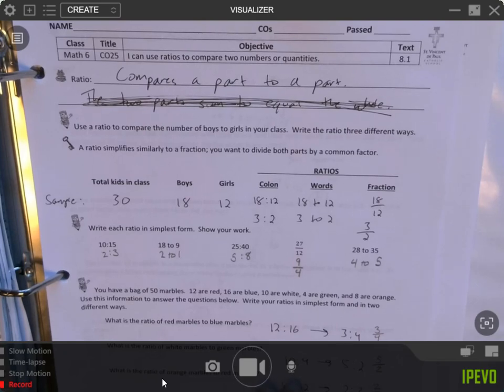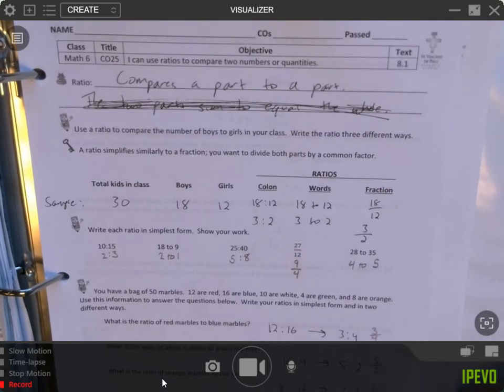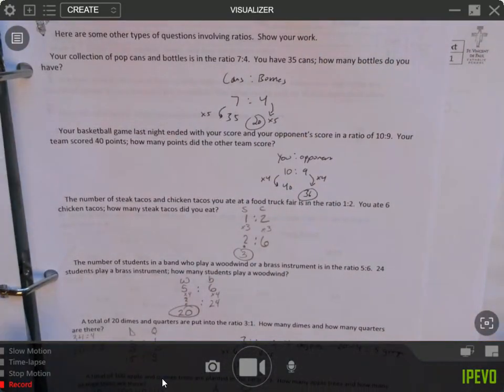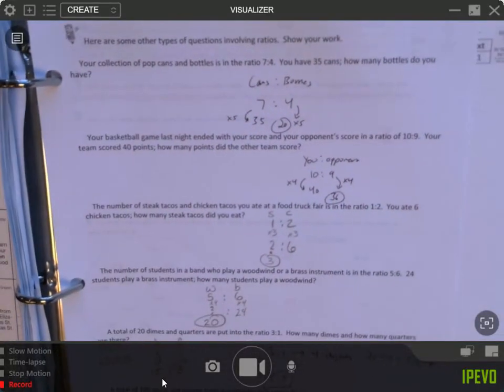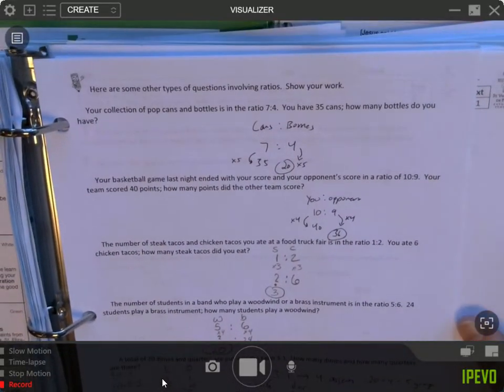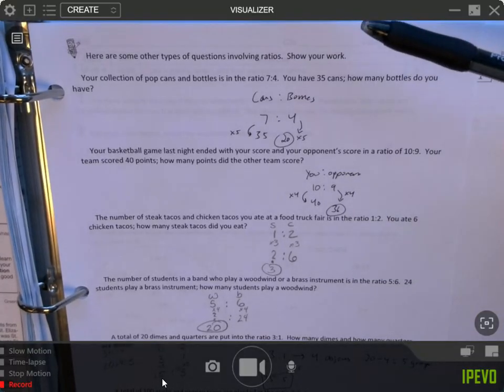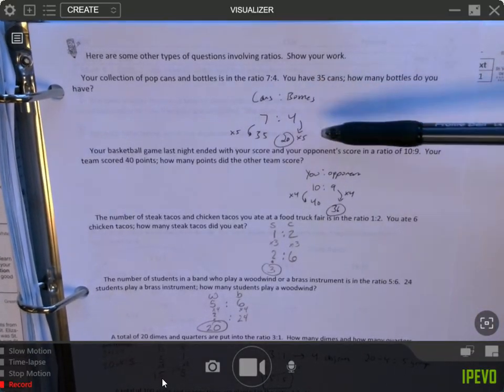Good morning. Today we are correcting CO25, using ratios to compare two numbers or quantities. So let's look at that second page. We did the first page together. Our second page, we had cans to bottles.